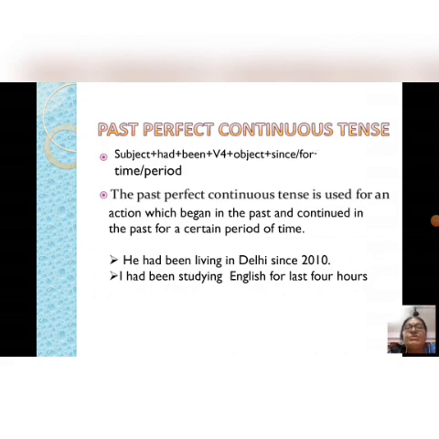So the structure of past perfect continuous tense is subject plus had been. With all numbers and persons of the subject, you will use had here. Subject plus had been plus V4. V4 means the ing form of the verb, plus object plus since or for plus time or period. Again, since is for point of time and for is for period of time.